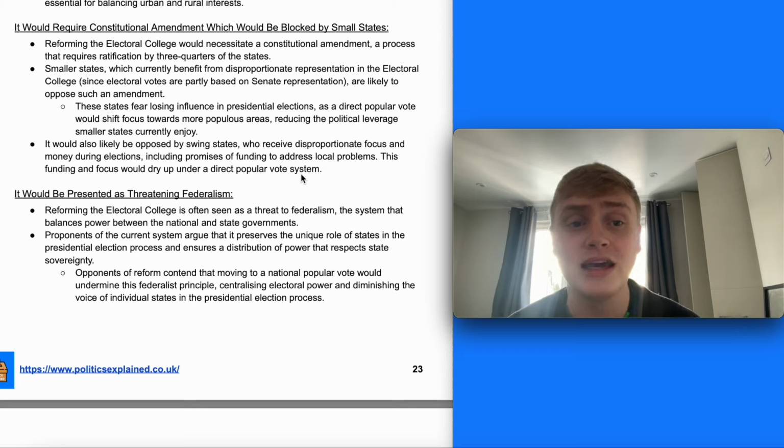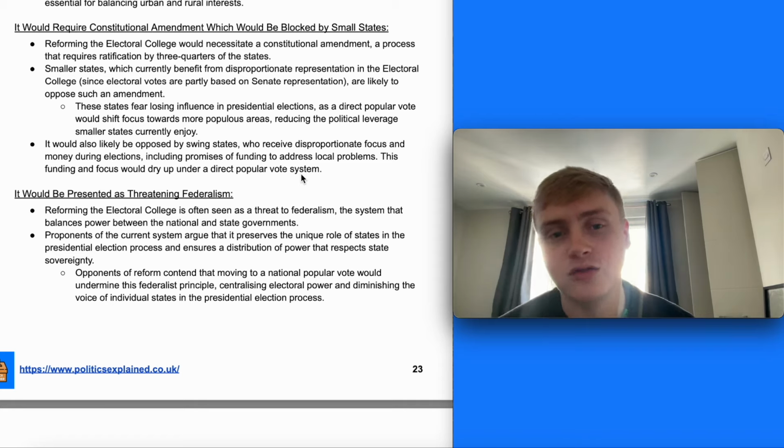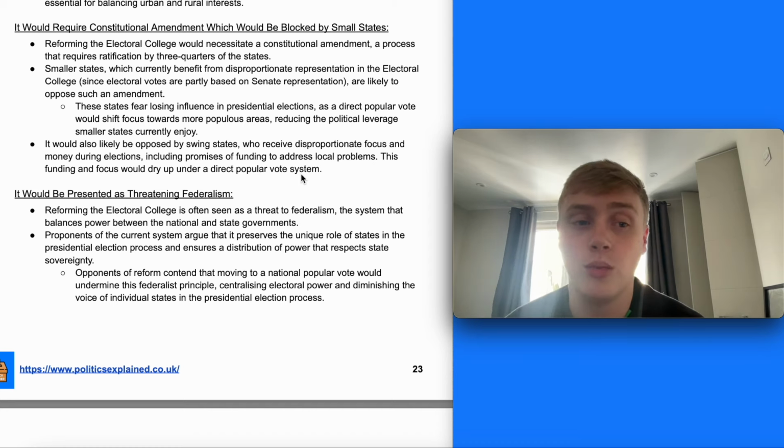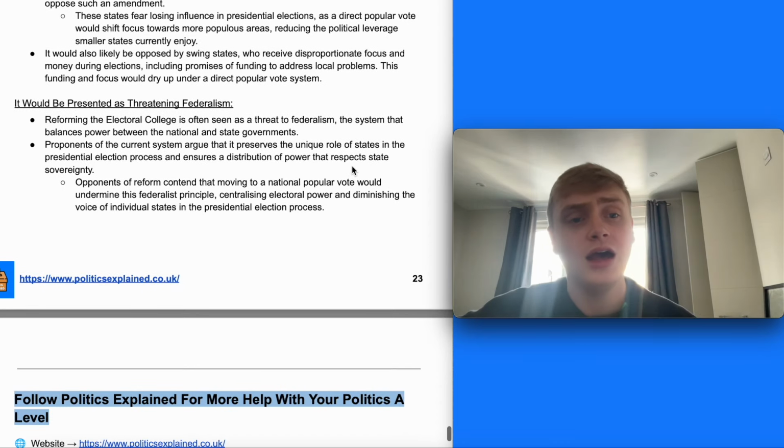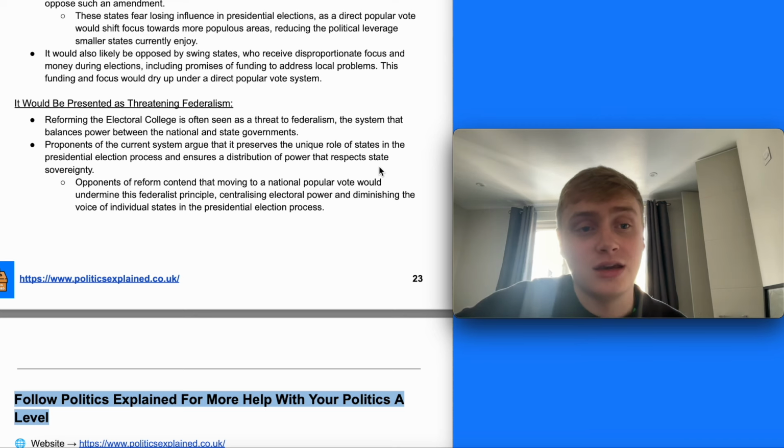It would also likely be opposed by swing states, who receive disproportionate focus and money during elections, including promises of funding to address local problems in order to try and secure their votes. And this funding and focus would dry up under a direct popular vote system. And finally, it would be presented as threatening federalism.